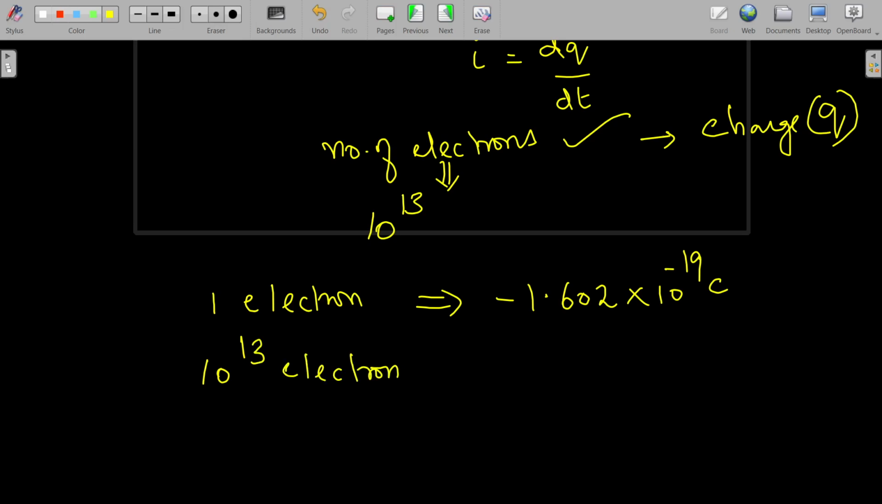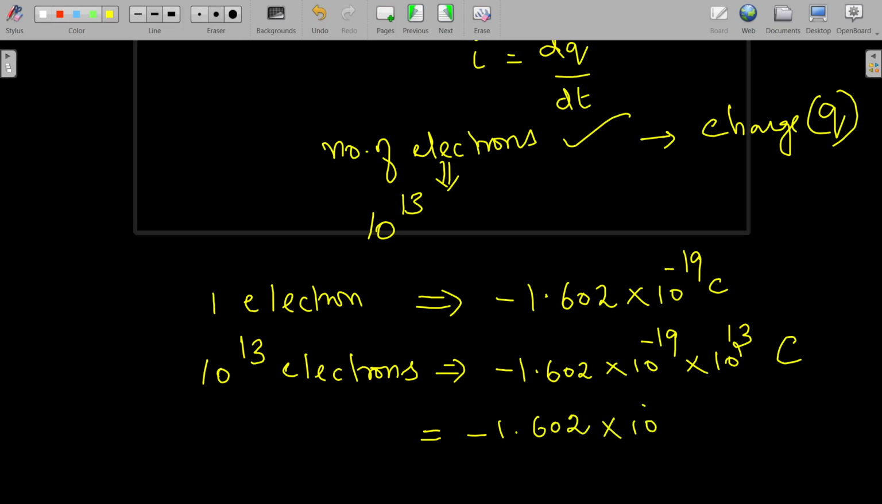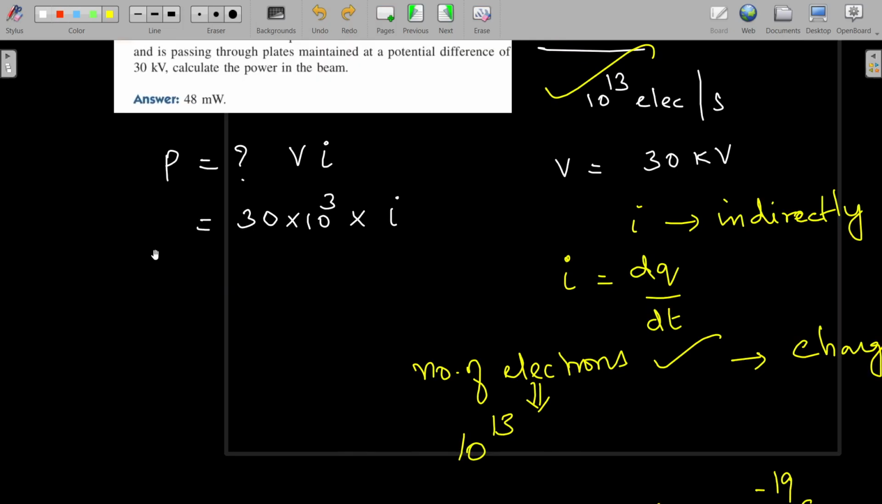So how much charge does that beam possess? You have to just multiply. So 1.602 into 10 power minus 19 coulomb multiplied by that number of electrons, 10 power 13, that much coulomb it is having, right? So this is equal to minus 1.602 into 10 power minus 6 coulombs. So this much charge per second, right? Charge per second, because it is given number of charges passing through per second. So if you have this Q per time, that gives you the current.